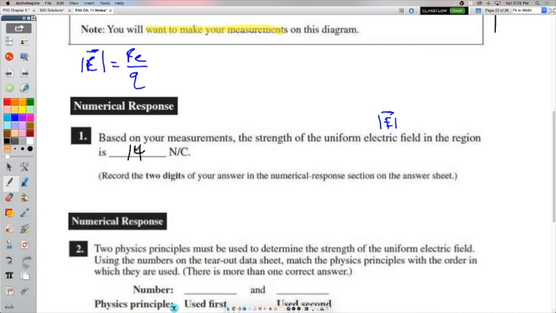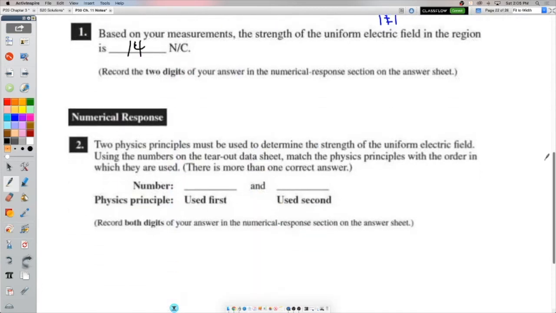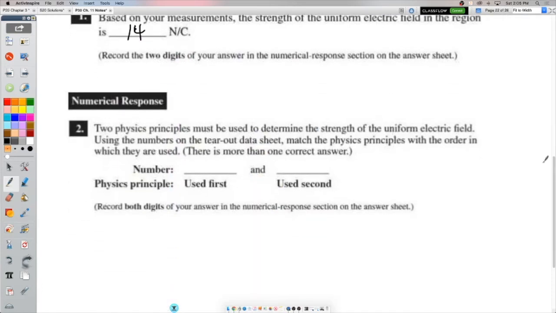Now this question is saying two physics principles must be used to determine the strength of the uniform electric field. Using the numbers on the tear-out data sheet, match the physics principles with the order in which they are used, and note that there is more than one correct answer. That's because there's more than one way to approach a kinematics problem. So what did we do?